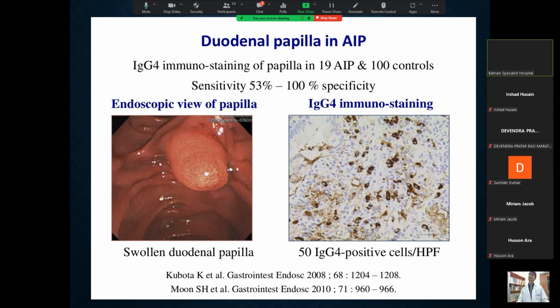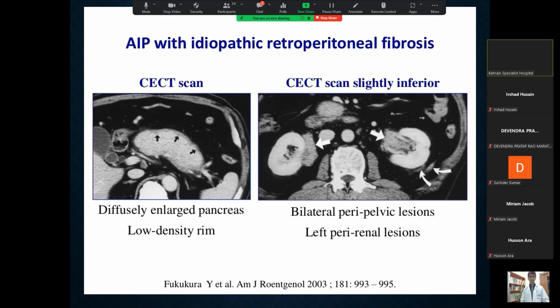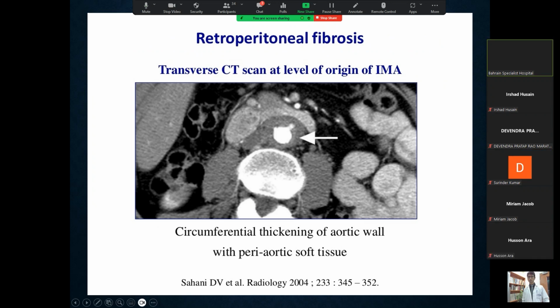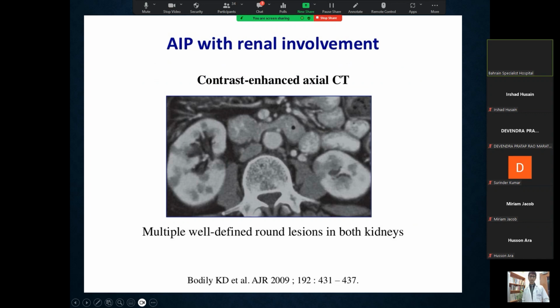There is also extrapancreatic involvement, as we saw in this slide earlier. Involvement of the papilla on biopsy is also highly specific, almost 100%, if you take a biopsy sample from the papilla or ampulla. This CT shows a diffusely swollen pancreas, the same CT, same person, with bilateral parapelvic lesions, even this lesion on the left in the peripelvic or perirenal region. This is retroperitoneal fibrosis around the aorta, and these are multiple lesions in the kidneys.